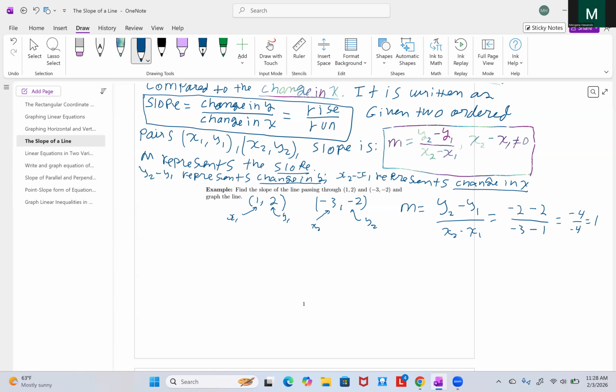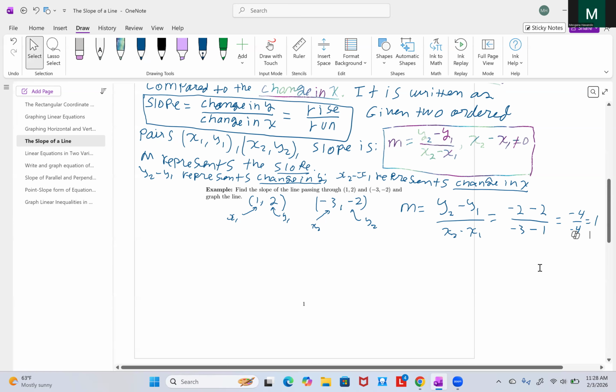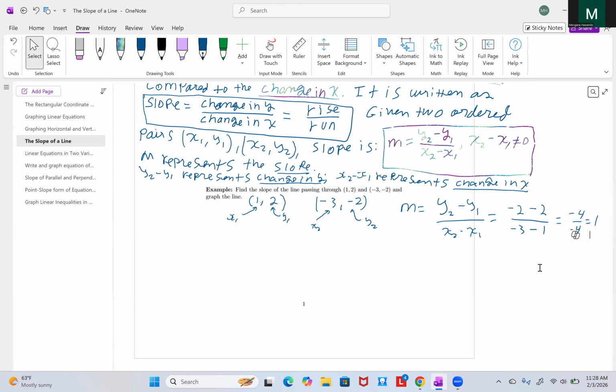So when we find the slope of a line, the result could be a positive number, a negative number, a 0, or undefined if the denominator is 0. If x2 minus x1 is 0, we have a division by 0. That means the line does not have a slope. A vertical line does not have a slope. So we will see that.